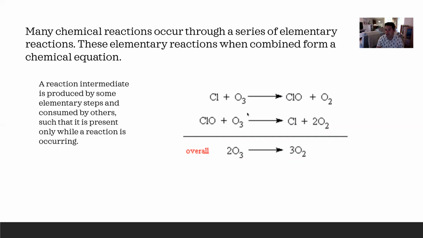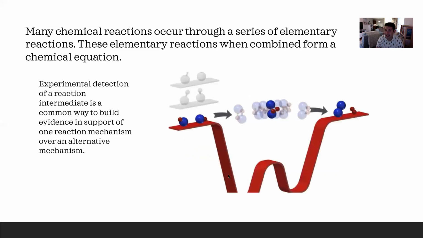We have our overall reaction here. The intermediate is being produced in step one. The intermediate is ClO, and then it's being consumed in the second step. All right, so what does that make the Cl? Because the Cl starts in the reaction, it's made by the end, and it's not in the overall reaction, so the Cl is actually the catalyst.